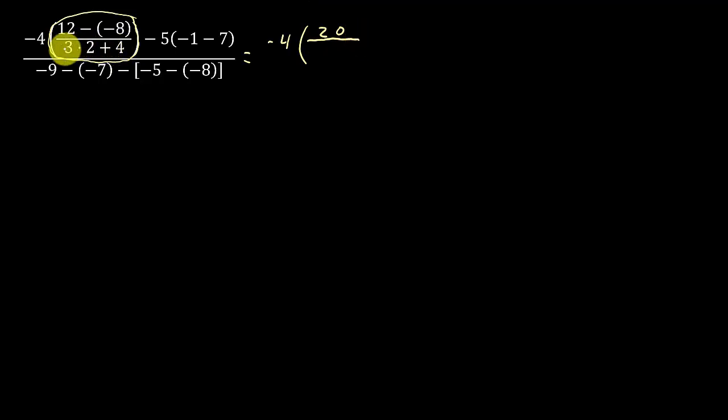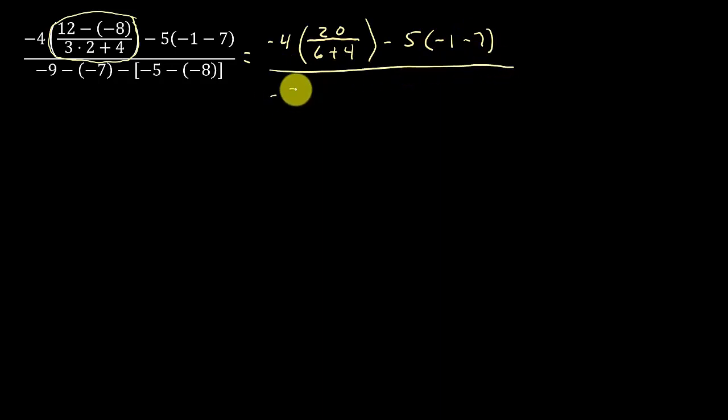Now, looking in this denominator, 3 times 2 plus 4, well, I've got to do the multiplication before I do the addition. So 3 times 2, well, that's 6, and then plus the 4, and then I'll just write everything else down. It's just tagging along right now. That's the numerator. Now, let's go ahead and work on the denominator, okay?